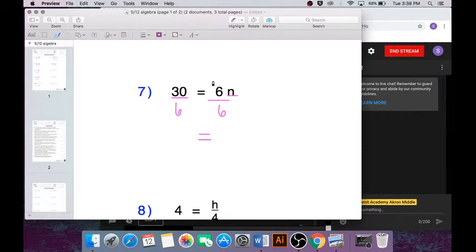Our multiplied and divided by 6 cancel each other out. So on the right, we're just left with n. And on the left, we have 30 divided by 6. 30 divided by 6 is 5. So our answer is 5 equals n.